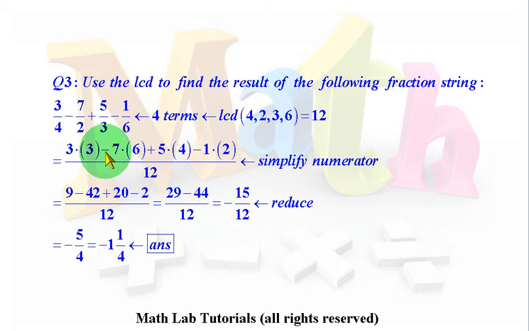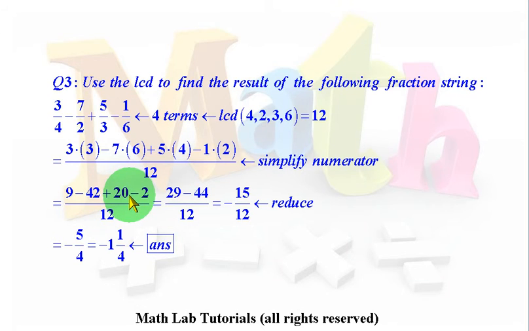Over here, the neg count is 1, so negative 7.6 is minus 42. Over here, 5.4 is 20, so we drop in plus 20. And negative 1.2 is negative 2 because the neg count is 1. And then, of course, the denominator goes on the bottom.